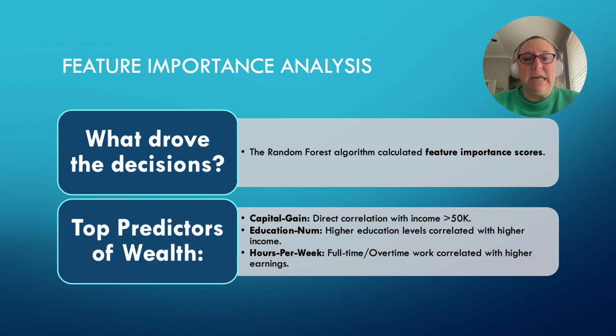Beyond just predicting income, the random forest model gave us insights into what predicts income. Feature importance analysis revealed that capital gain was the strongest predictor, which makes logical sense as investment income pushes total income up. Education level and hours worked per week were the next most critical factors. This confirms the model isn't just guessing, it's identifying real socioeconomic drivers in our data.